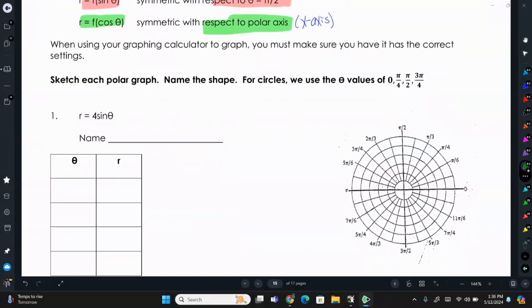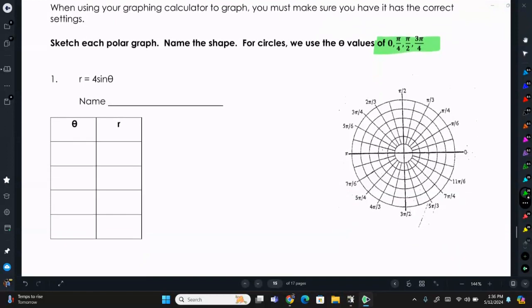For circles, we're going to use our table values of 0, pi over 4, pi over 2, and 3 pi over 4. Because remember, we talked the other day that we have repetitive points when it comes to circles, and we still need 4 points to get an idea of how the shape should go. Right, so this is a circle because it's in the form r equals a sine theta, like we don't have anything being added or subtracted. We don't have a number in front of theta, so this is a circle.